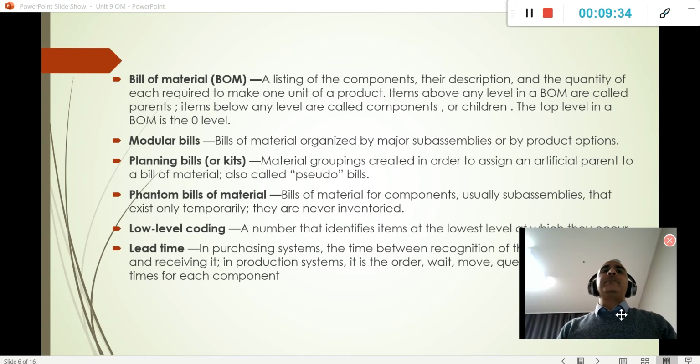Then we have planning bills or kits. In this case, we have material groupings created to assign an artificial parent bill of material called pseudo bills. So in this case, for example, we think of groupings that we can do in advance or order in advance based on what will be coming, based on what we will be producing. We also have phantom bills of material, which is also created for the sake of understanding our cost, our projected cost, our projected production. We have the low-level coding.